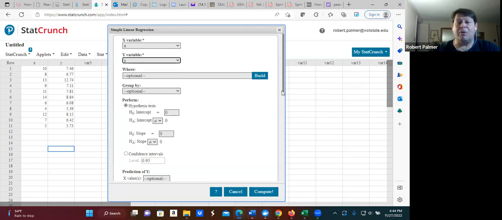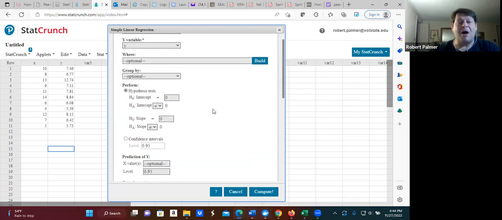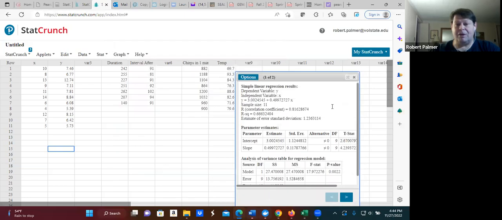Okay, and here what we're going to do is focus on hypothesis tests and concentrate on the slope. Here everything's already set up. So the slope, that's what we're focusing on, the null hypothesis is that it's equal to 0, and the alternative is not equal to 0. Then just hit compute. That's all we have to do. And then we take a look.